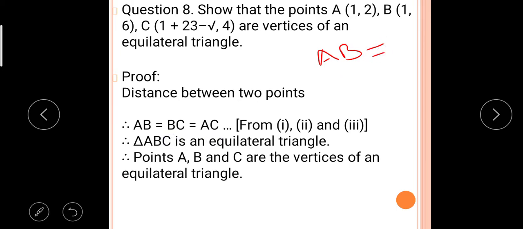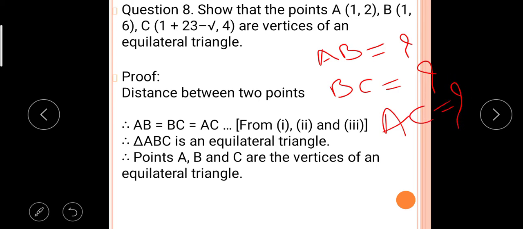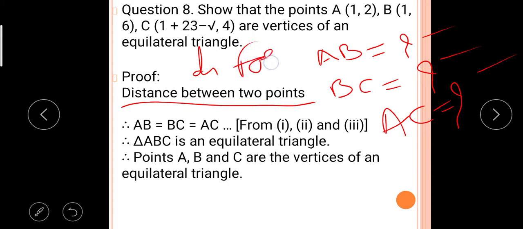So how to find out? Firstly find how much AB is, then find how much BC is, then find how much AC is. Now if these three distances are equal, then by the distance formula we can say that it is an equilateral triangle. All of you know that if all the sides are equal, then the triangle is equilateral.